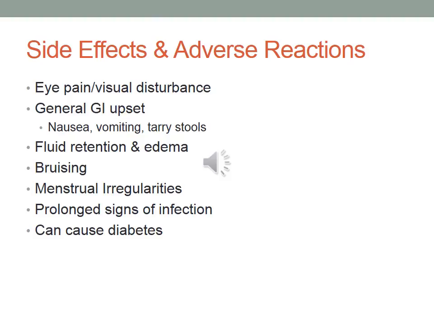And then a few more side effects and adverse reactions. Eye pain, visual disturbance. Again, we kind of talked about general GI upset, mentioning that again. Fluid retention and edema, increased bruising because of the excessive cortisol in the body, menstrual irregularities, prolonged signs of infection. And again, that's just because of the suppression of the immune response. And it can cause diabetes because of the issues with regulating blood sugar in the body.